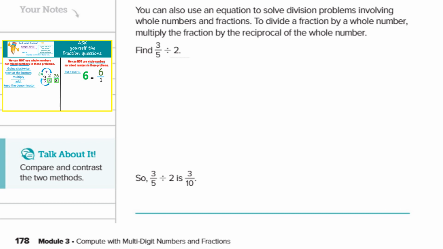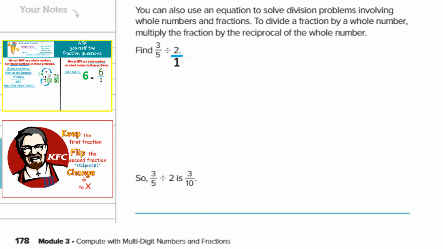So when I realize how to do this process, I also have to say, well, I can't divide, so I have to do my KFC. When I start out, I have 3/5 divided by 2. I make it 2 over 1. Right? So when I have my fractions and I see it's division, I ask, can I divide fractions? No. So what am I going to do? I'm going to KFC it. I'm going to keep my first one. I'm going to flip my second one. And then I'm going to change my division into multiplication.